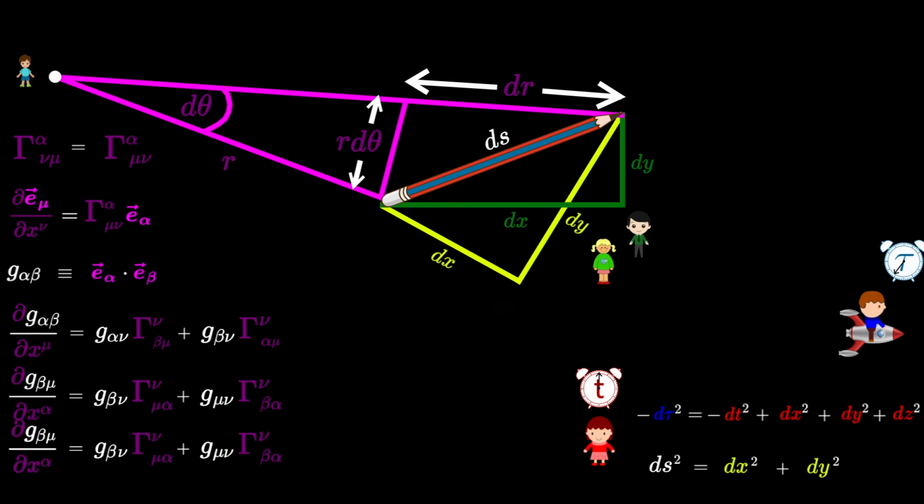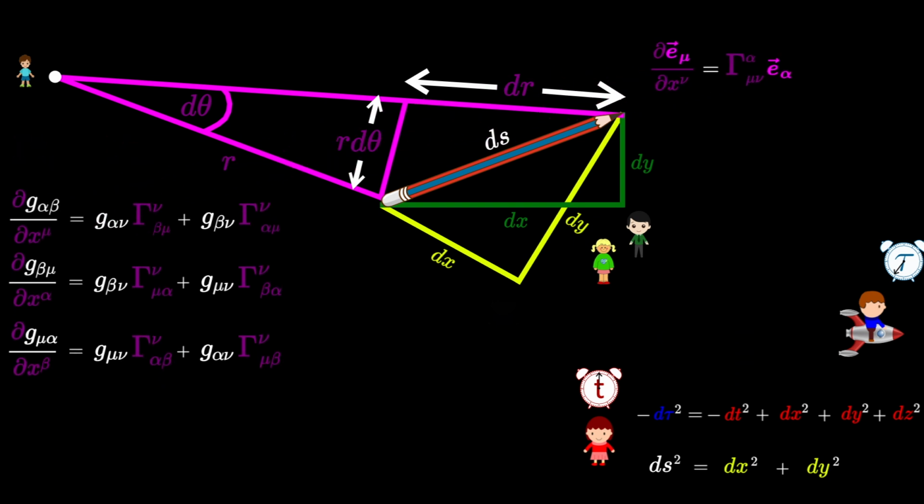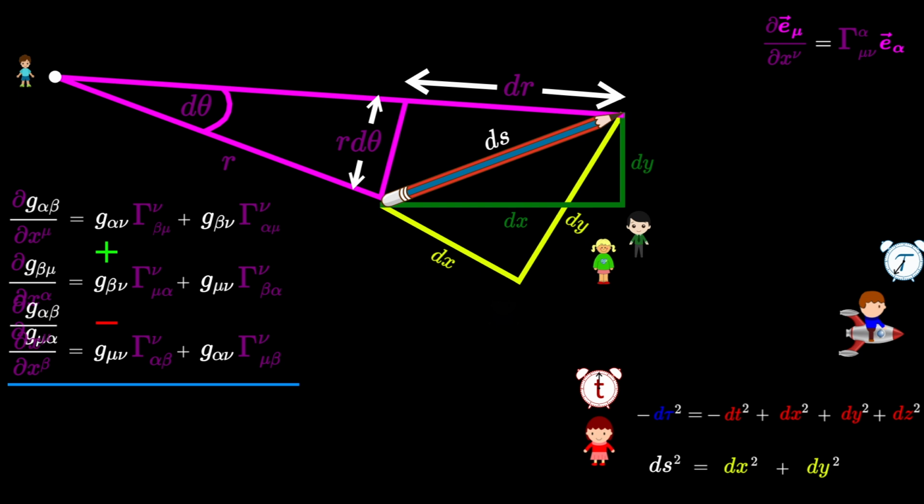We need to permute the indices just one more time. Let beta change to mu, mu change to alpha, and alpha change to beta. Now we perform a little mathematical trick. We can add any two of these equations and subtract the third to arrive at an important result.